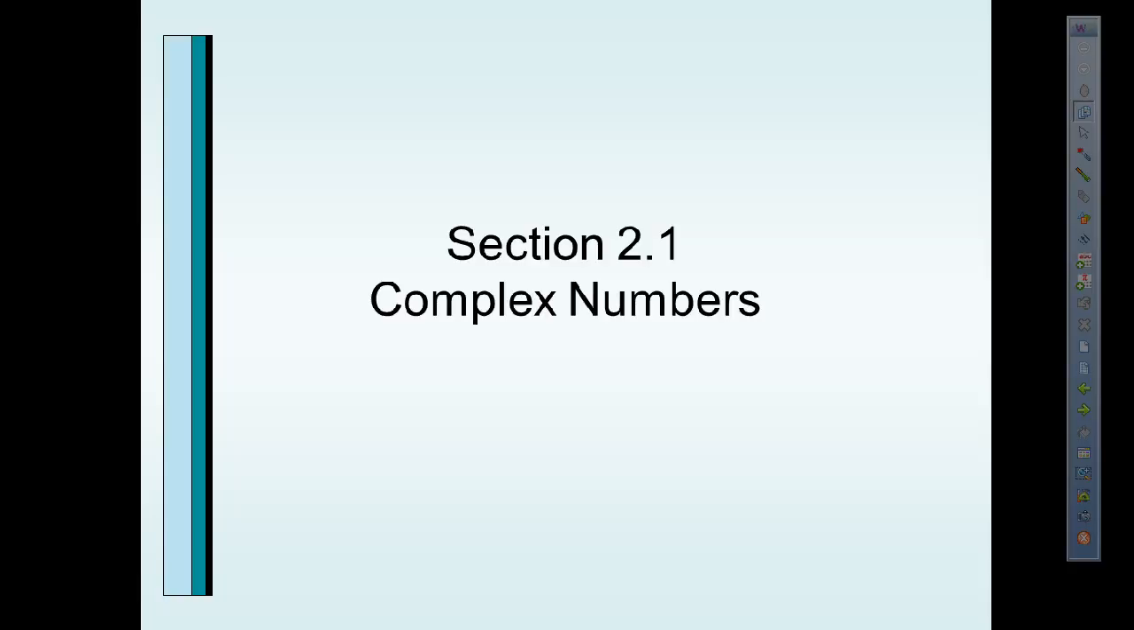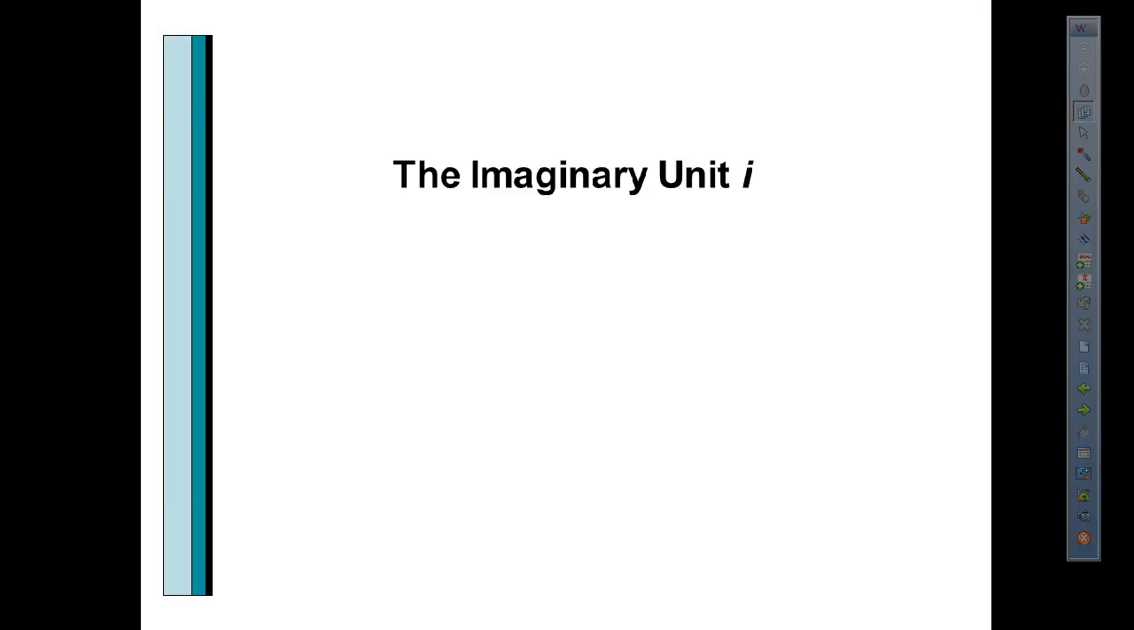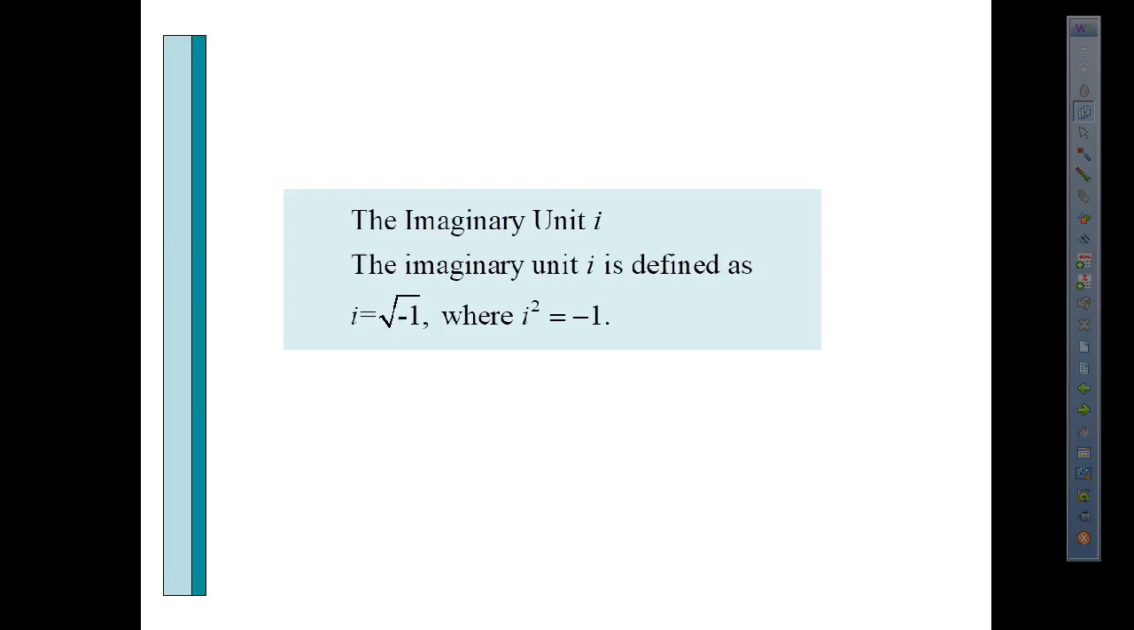Alright, so we're starting chapter 2. We're going to start off with a little review. You guys have seen complex numbers before, but we're going to talk about them and make sure that everybody's up to speed on them. So first things first, the imaginary unit i is what actually gives us complex numbers.